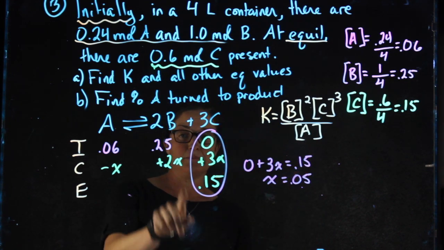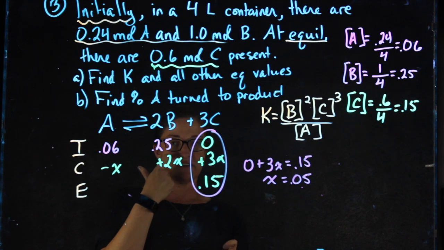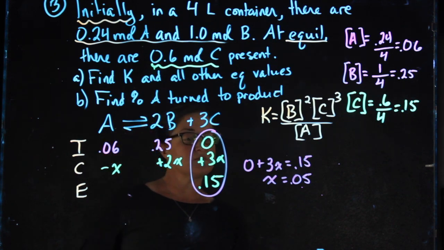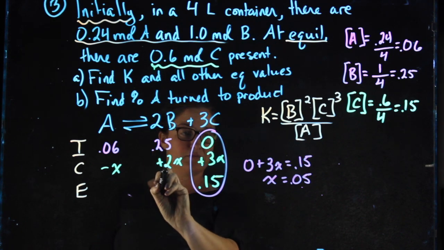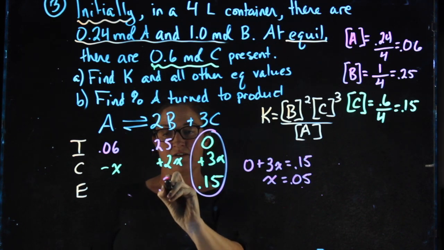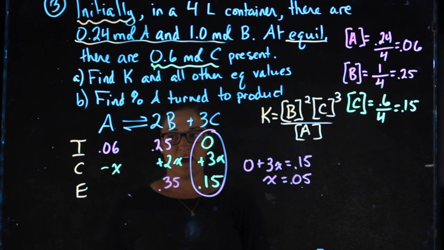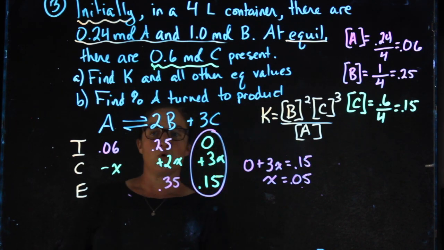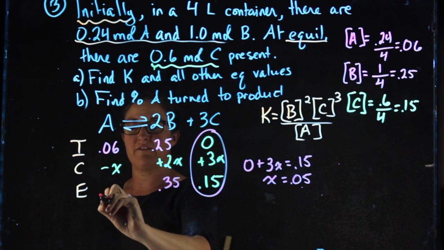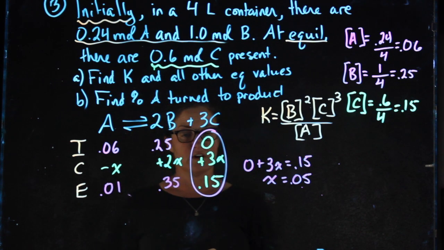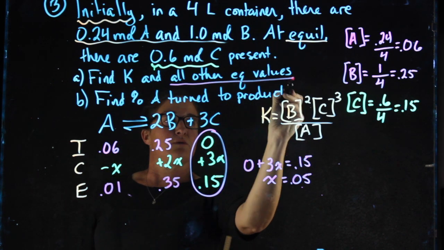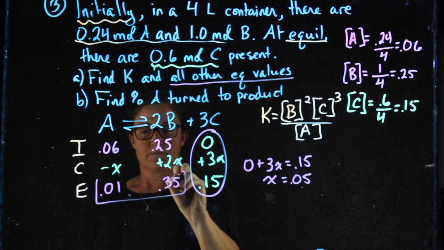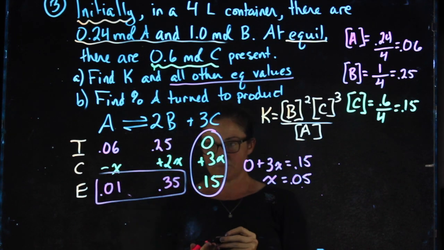Now I take my x, I plug it back into these 2 rows to find, or these 2 columns, to find my final concentrations. 0.25 plus 2 times 0.05 gives me 0.35 molar. 0.06 minus 0.05 gives me 0.01 molar. So in terms of other equilibrium values, that is that part of the answer.